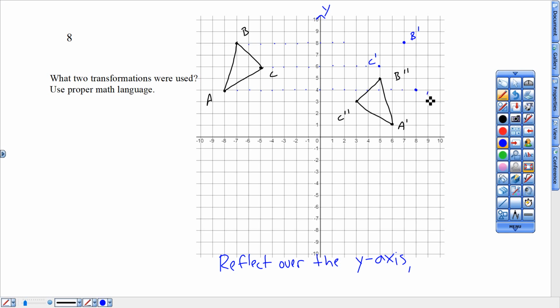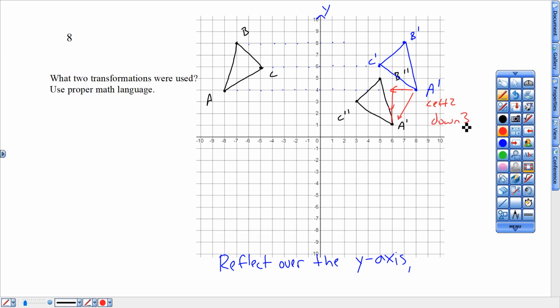And then you can see if you reflect that and draw that, now it's going to be up to you to chart the movement of one of those last points. And it looks like this one is going left 2 and then down 3. That's what that one's doing.